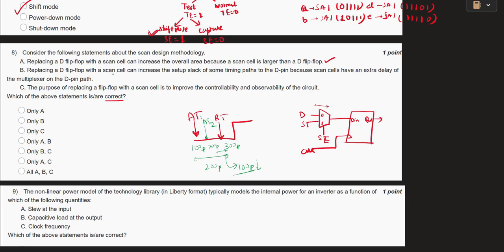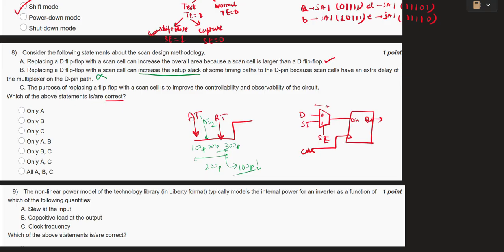So the question is saying that the setup slack of the timing path of the scan cell, due to extra, what is written here? Replacing a D flip-flop with a scan cell can increase the setup slack. No, no, no, no. It will decrease the setup slack, right? Because arrival time is going to increase. So B is not a correct statement. So A is correct, B is not correct.